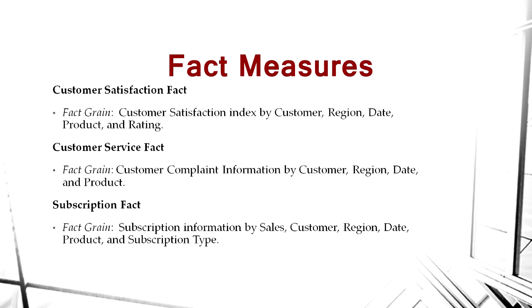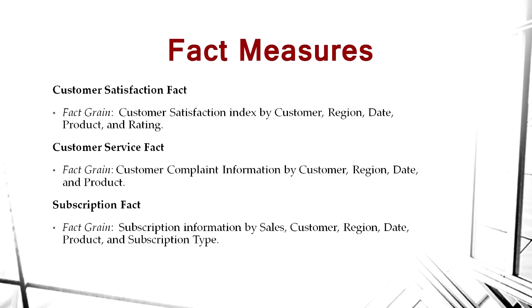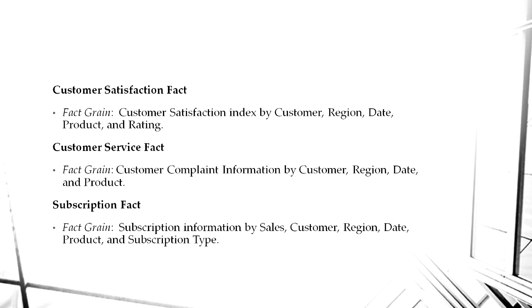Hi, I'm John Wifholm, and I will be talking about the fact measures in our 3 separate tables. We have 3 separate fact tables. In the first fact table, which is the customer satisfaction fact, we have our fact grain as the customer satisfaction index sorted by customer, by region, by date, by product, and by rating.